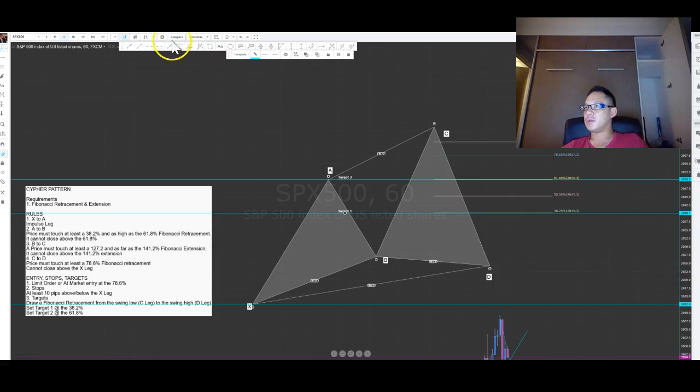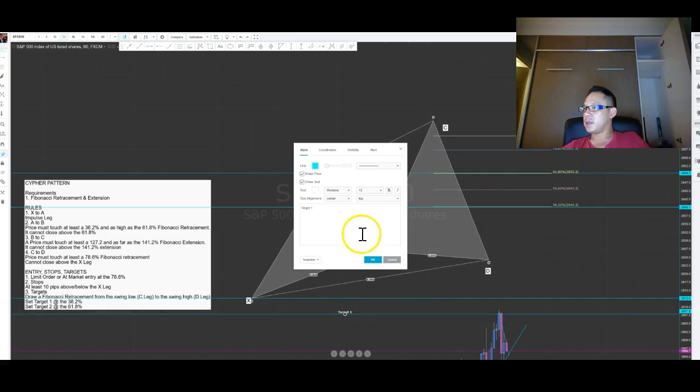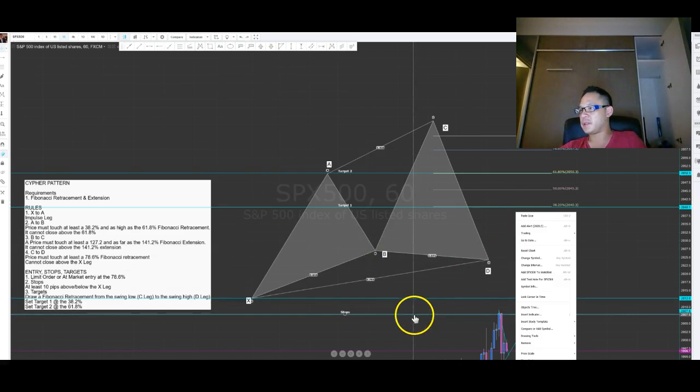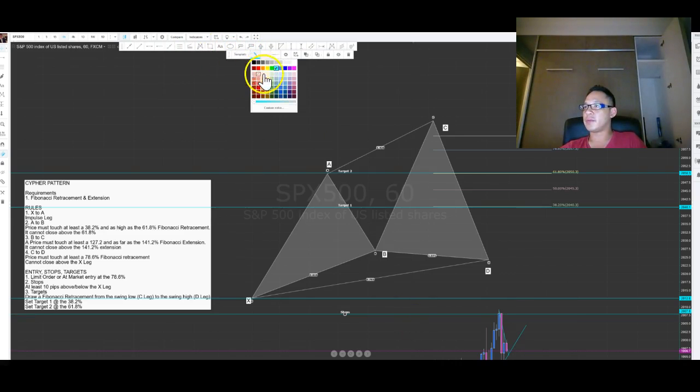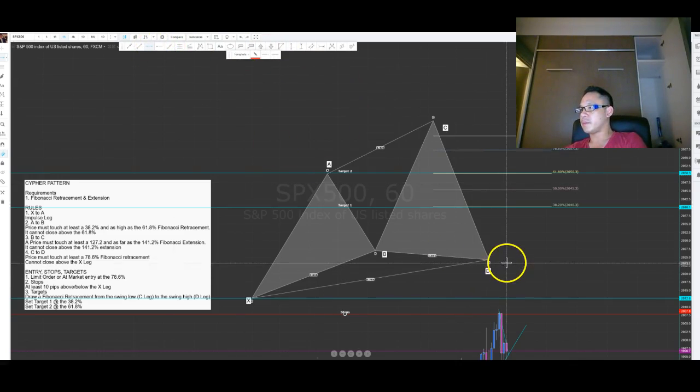The stops would be at least 10 pips below the X leg. I'm not going to measure it, I'm just going to draw a rough one here. So, stops. Okay. Stops there are drawn in red, and targets in blue there. So let's say your entry is here.